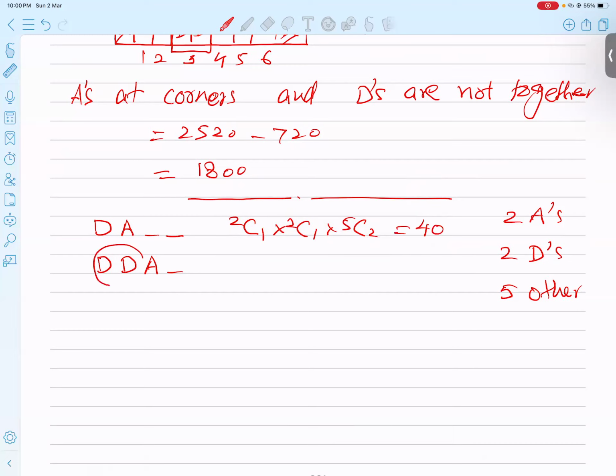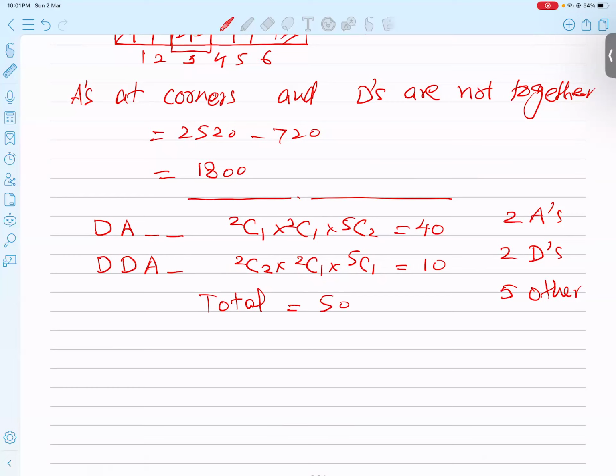And what about this? 2D's are there. I can say for this together, 2C2. And this 1 comes from here, so I can say 2C1. And this one letter will come from the others, I can say 5C1. For your knowledge, 5C1 is 5, 2C1 is 2, and this is 1. So 5 times 2 is 10, so we got 10 from here. So there are total favorable options, we have 40 and 10.